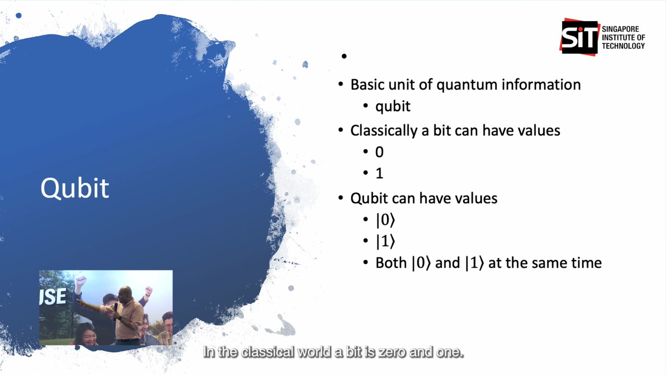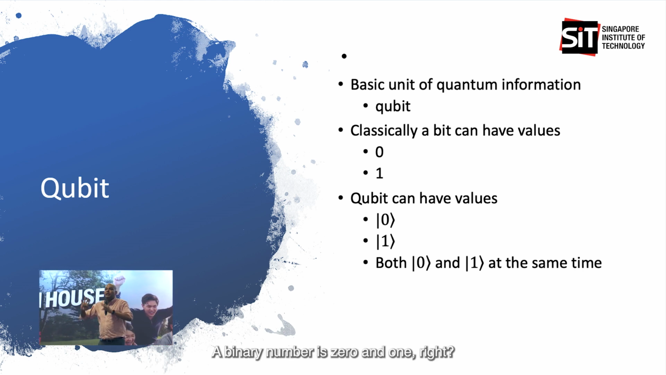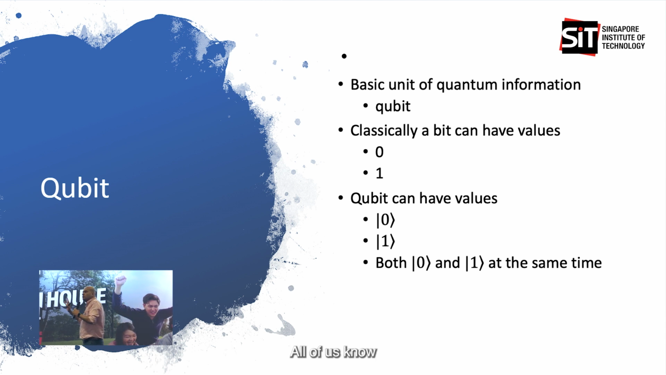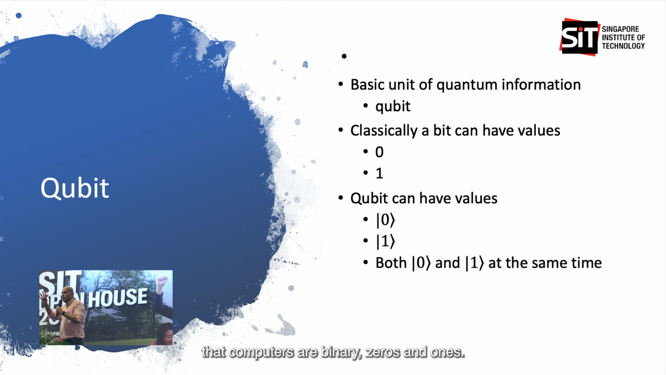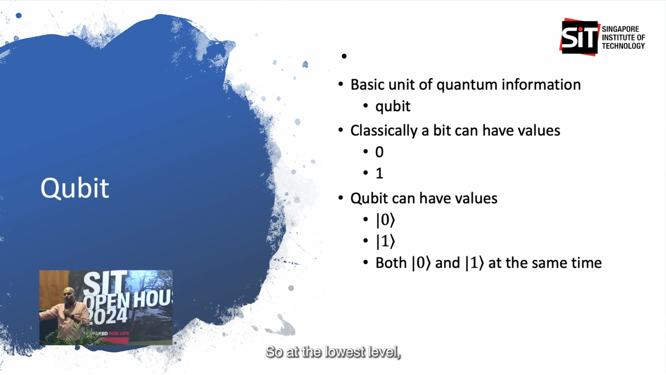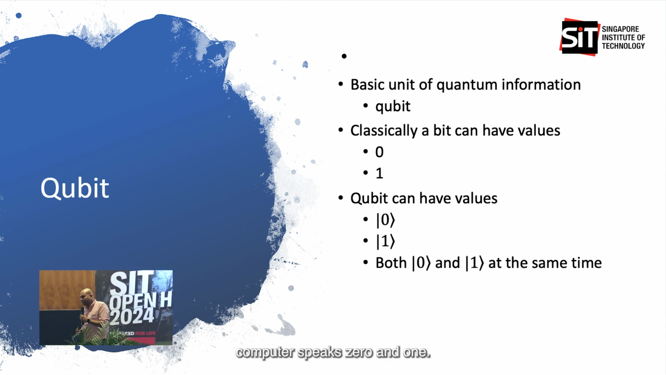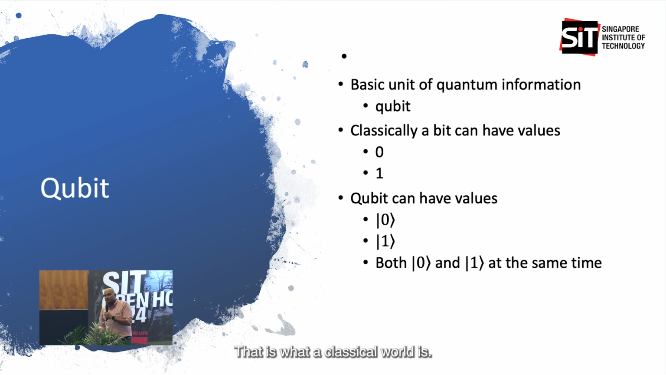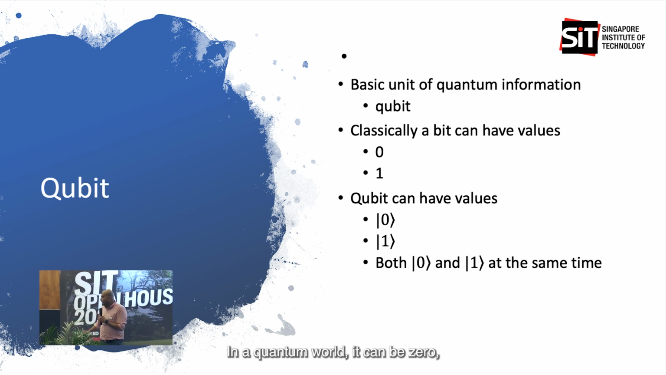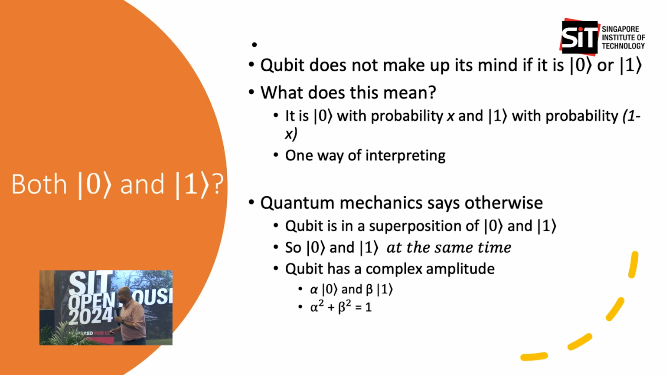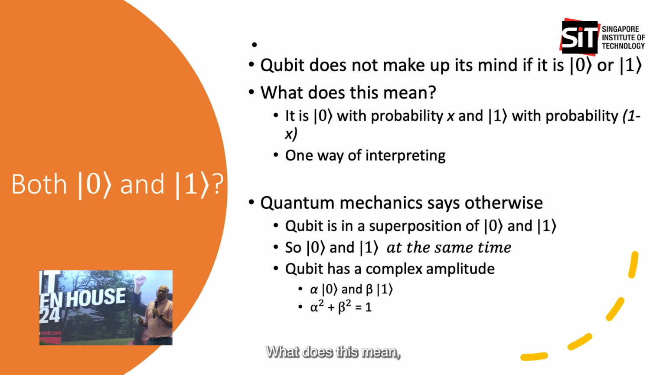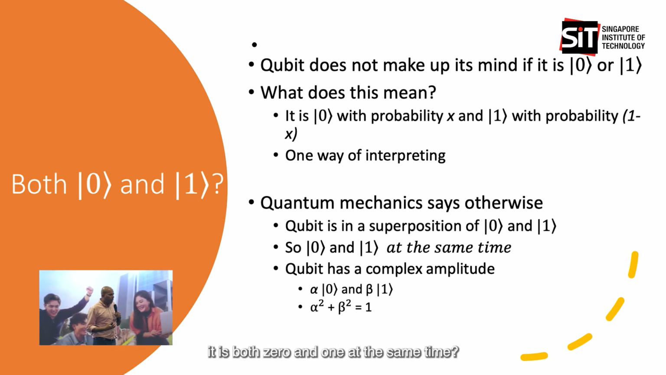In the classical world, a bit is 0 or 1. A binary number is 0 and 1. All of us know that computers are binary, zeros and ones. At the lowest level, computers speak 0 and 1. That is the classical world. In a quantum world, it can be 0, 1, and both 0 and 1 at the same time. So what does this mean? It is both 0 and 1 at the same time.